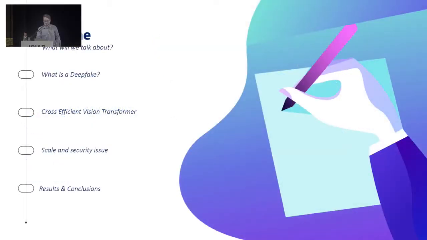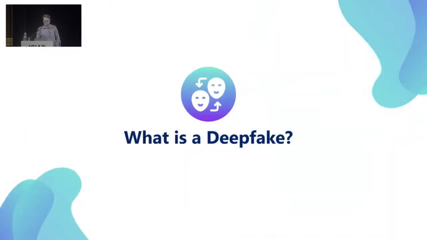This is a brief outline of what I will talk about today. In particular, I will start with explaining what is a deepfake. Then I will show you our deepfake detector that we call the Cross-Efficient Vision Transformer. Then I will show you some scale and security issues in the deepfake detection field and how we proposed to solve them. And in the end, I will present several results and conclusions from our paper.